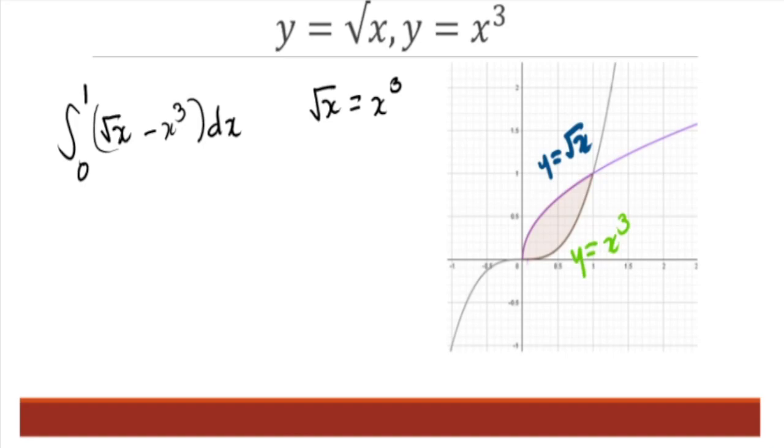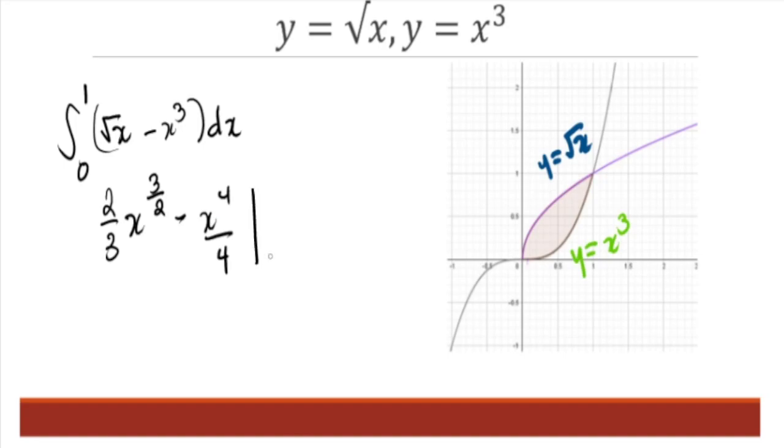Okay? So I'll leave that to you as an exercise. Now, if we solve this definite integral, recall that the square root of x is x raised to 1/2. So we can have 2/3 x raised to 3/2 minus x to the 4th over 4 from 0 to 1.